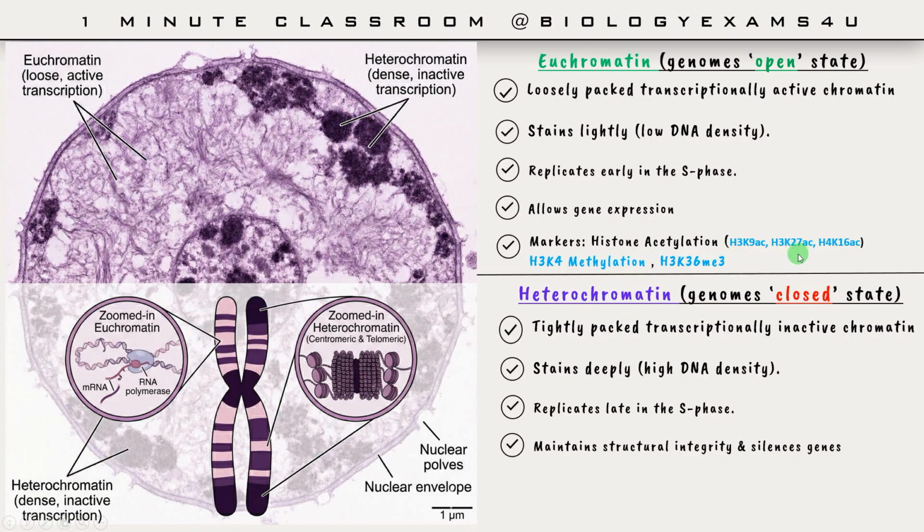The markers of euchromatin are histone acetylation, that is H3 histone 3, lysine 9 acetylation, histone 3, lysine 27 acetylation, histone 4, lysine 16 acetylation, then H3K4 methylation, H3K36 trimethylation.